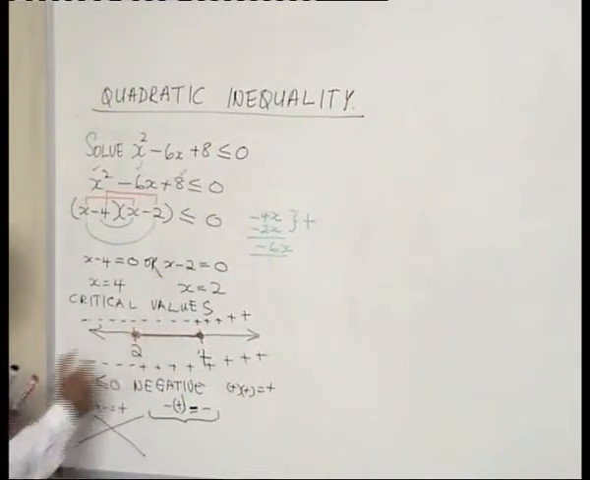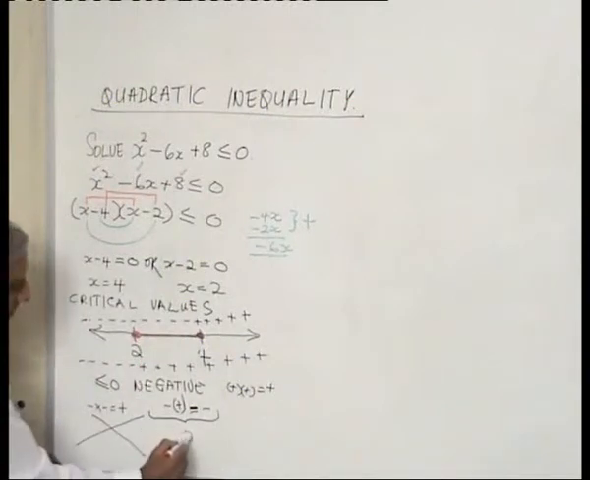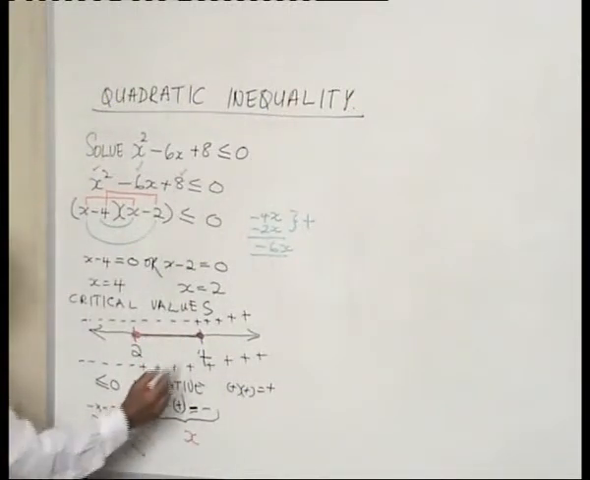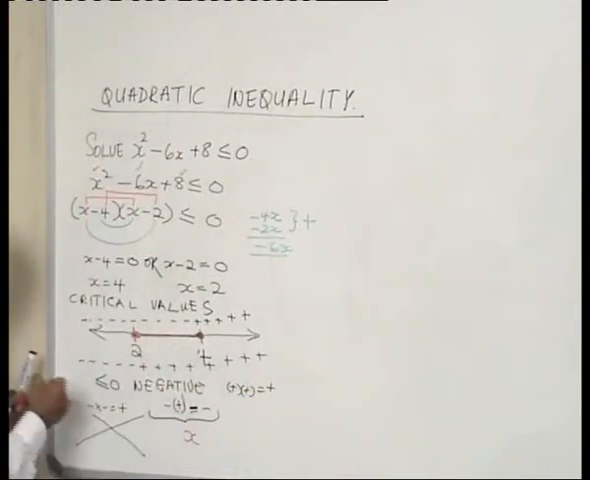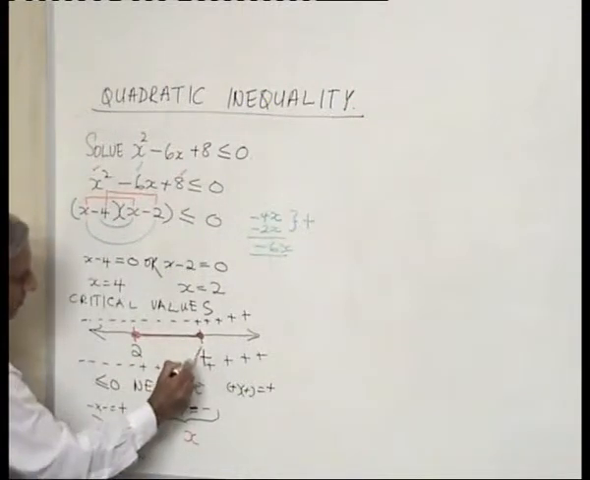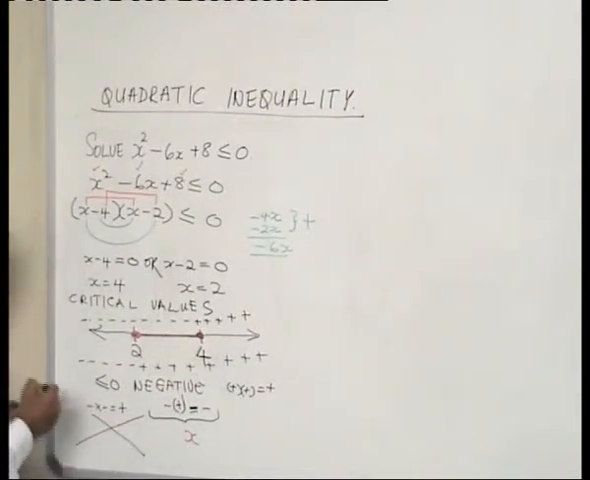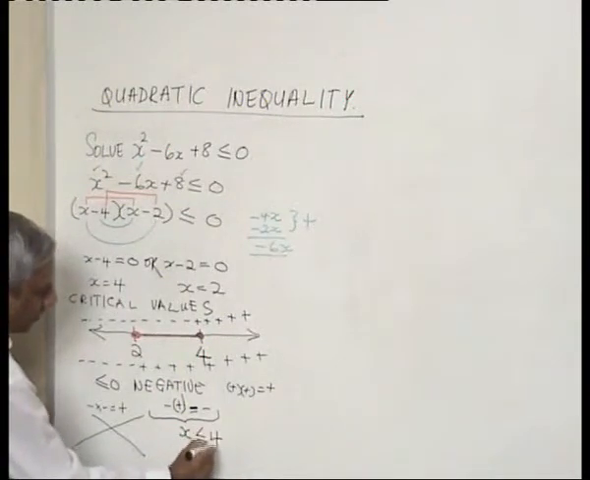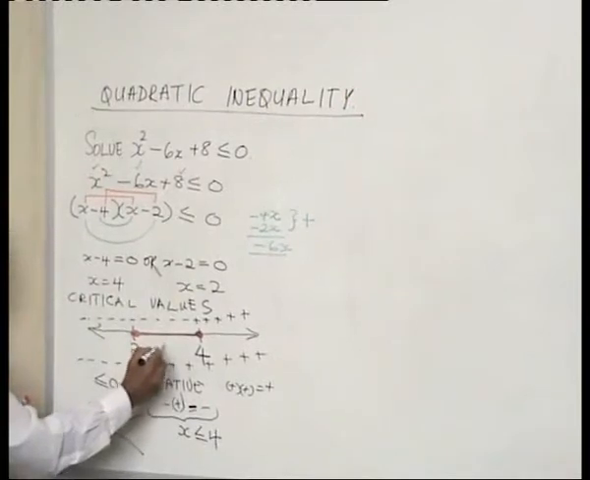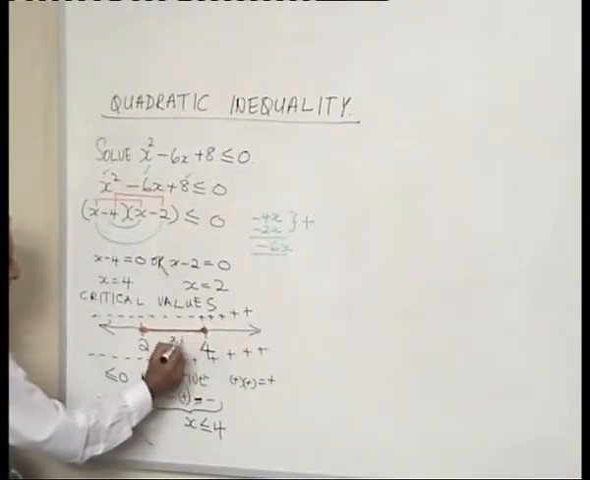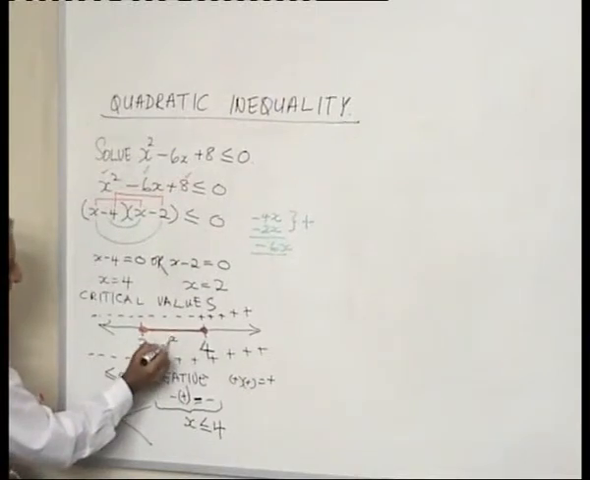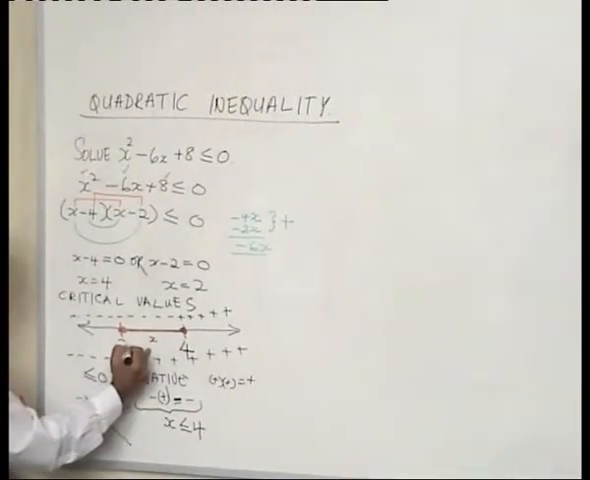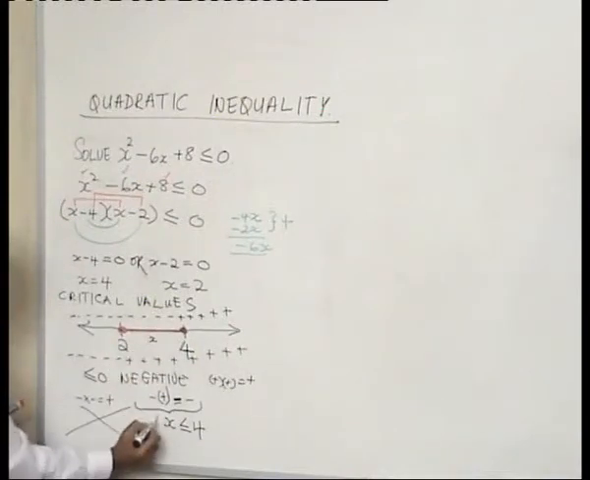And how do you write that answer? When you place an x in the middle, these numbers here are less than 4. So you say x is less than or equal to 4. Now from here you're looking this side, and on this side, these numbers are greater than 2. So x is greater than or equal to 2. So that's how you write the solution.